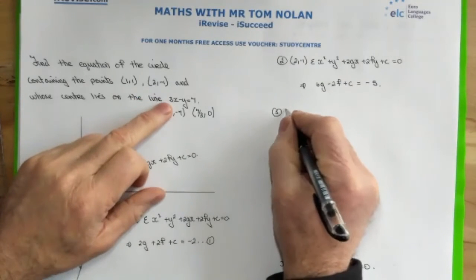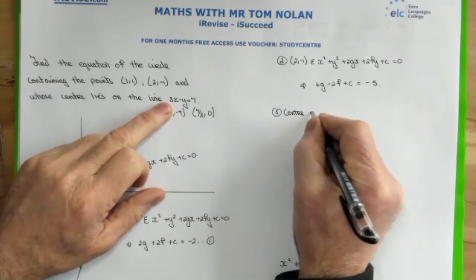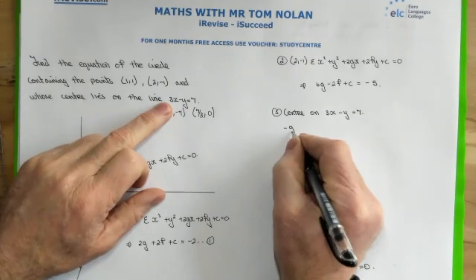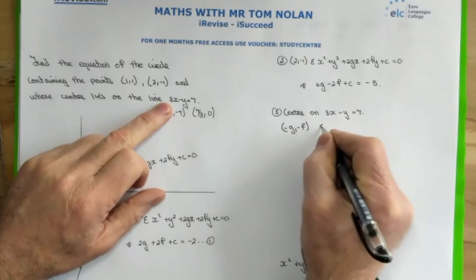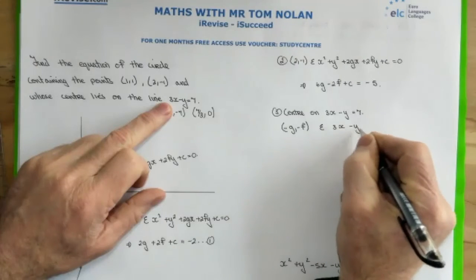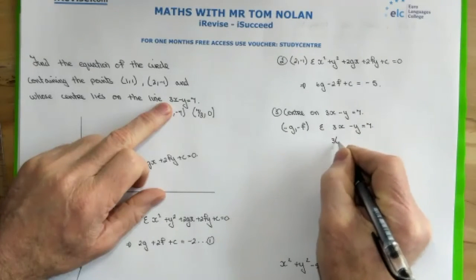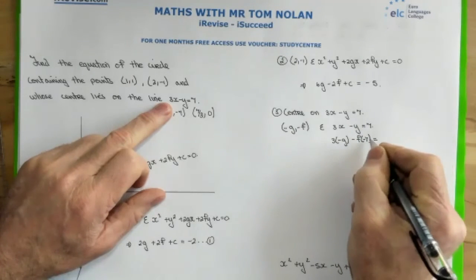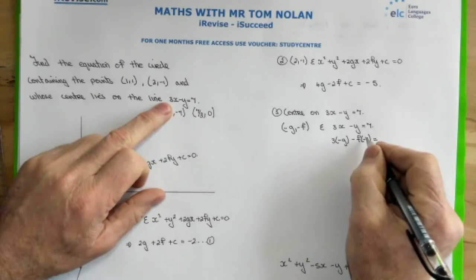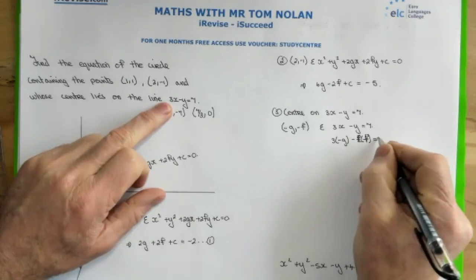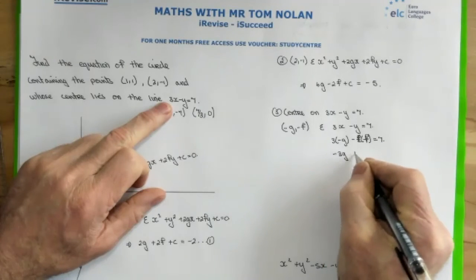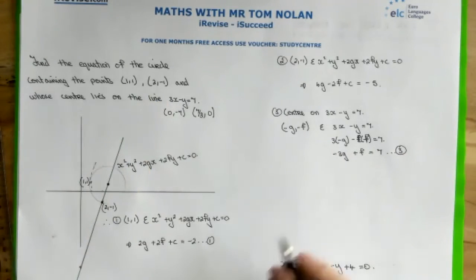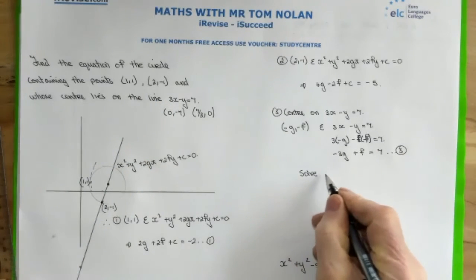And my third equation is that the center is on the line 3x minus y equal to 7. The center of this is (-g, -f), an element of 3x minus y equal to 7. So 3 times -g minus -f is equal to 7. So -3g plus f is equal to 7. And there's my third equation. So now I have to solve simultaneously.